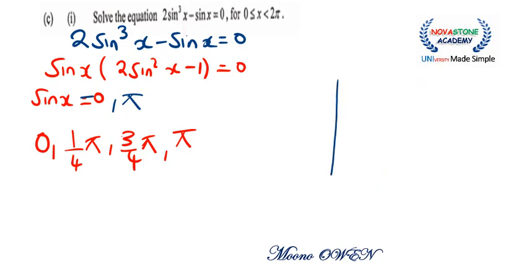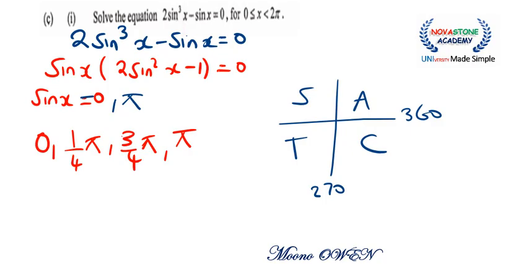So now, where is sine negative? That's the question. All Students Take Coffee. Only in this quadrant is sine positive. So it means in the third quadrant, this is 270, this is 360, this is 90, this is 180. If it's in this range, we're supposed to find that, and if it's in that range, we're also supposed to find that, because that's where it's negative.